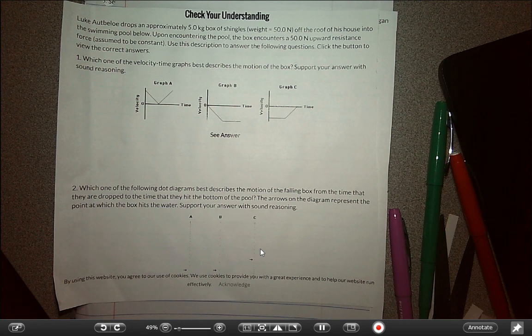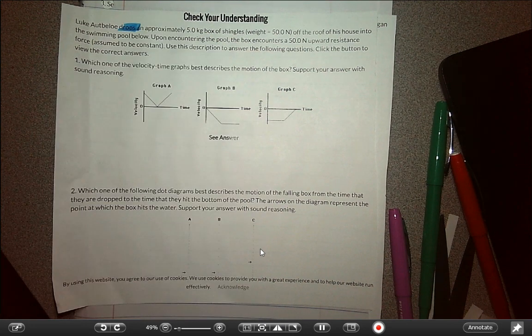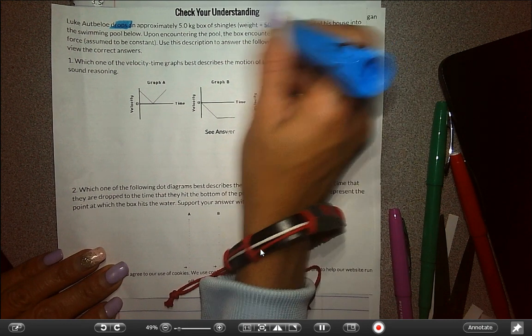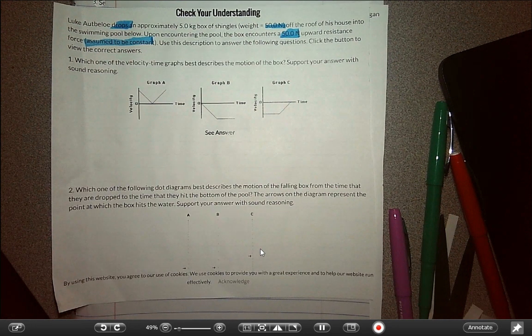It says that the box was dropped, right? Here, let's underline the keyword. So there was first a drop, and then after the drop, there was 50 Newton, which is the same as this, that is assumed to be constant. So first it was dropped, and then it moved at a constant speed. So which graph shows it? Let's analyze each graph by itself.